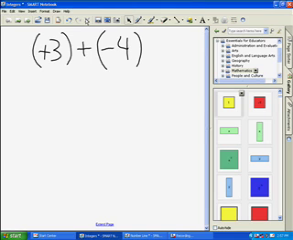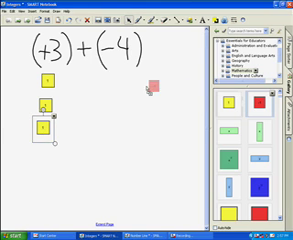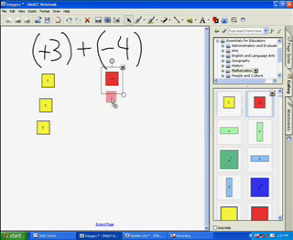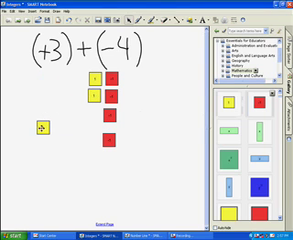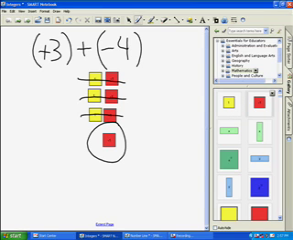Working from left to right, we're going to bring out our 3 positives. Okay? It says to take away 4 negatives, or to add 4 negatives. So we're going to add 4 negatives to the situation. As we did before, we're just going to line them up so that each positive has a negative pair. These guys cancel each other out. And what are we left with? We are left with negative 1.